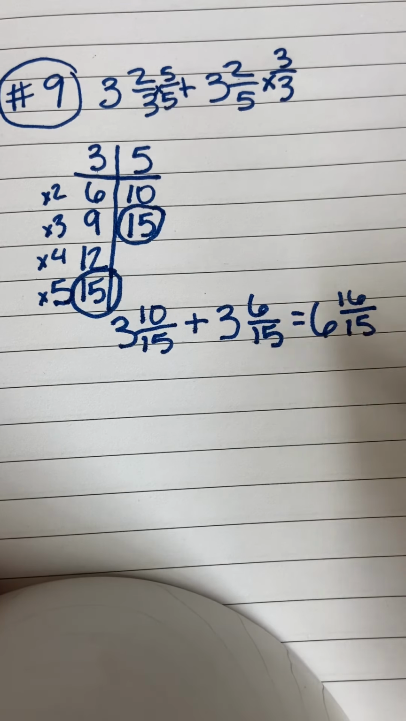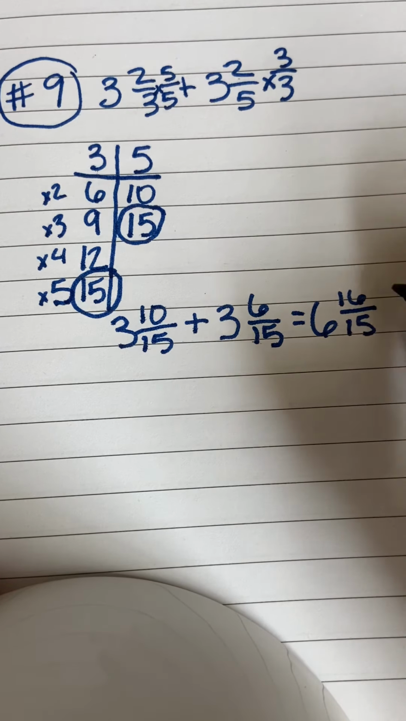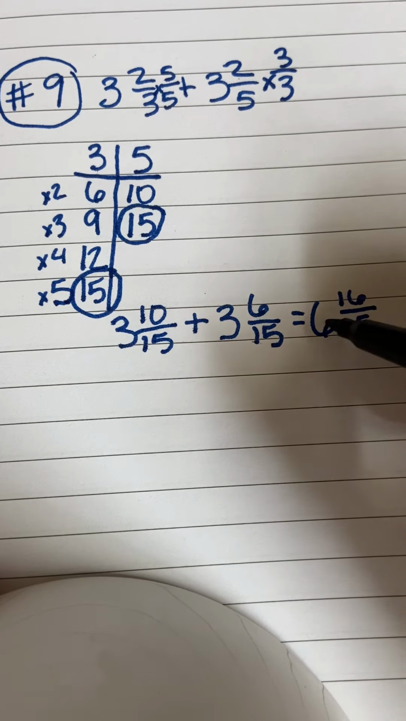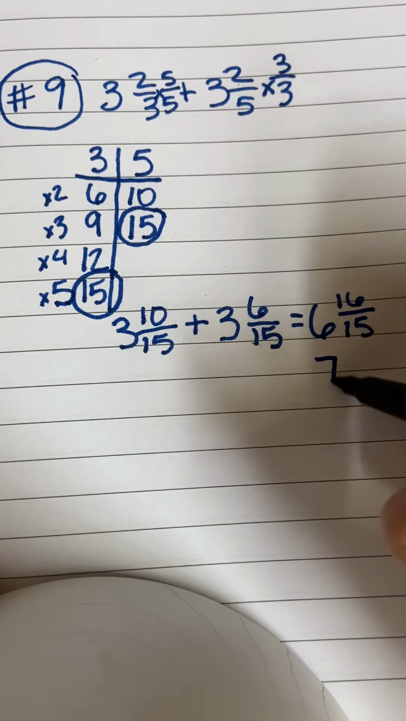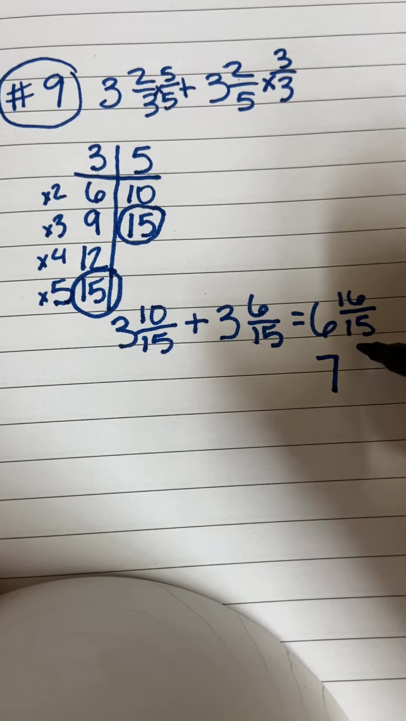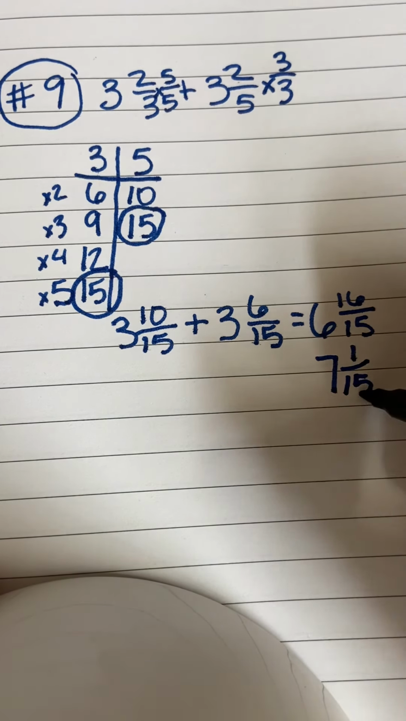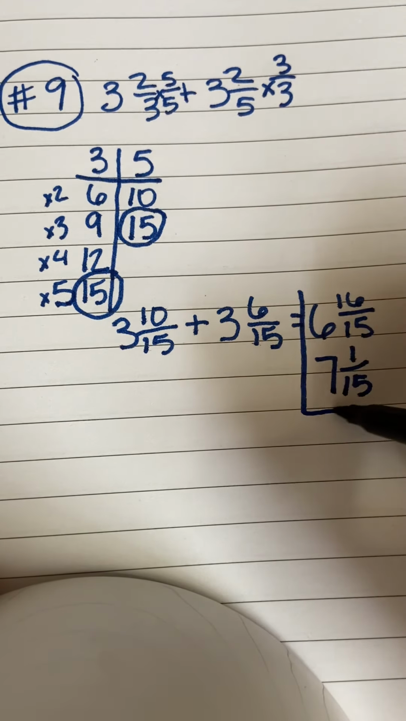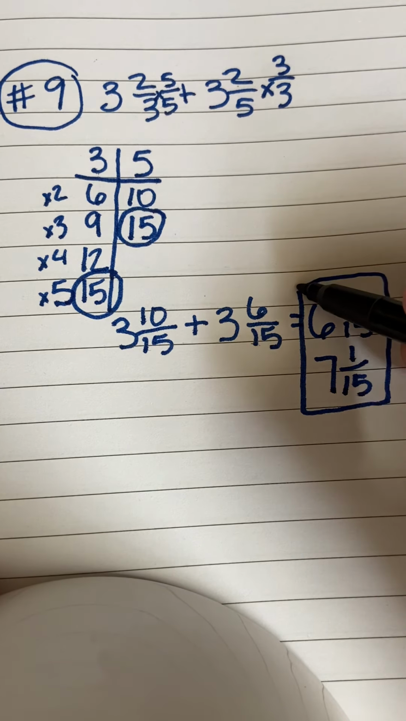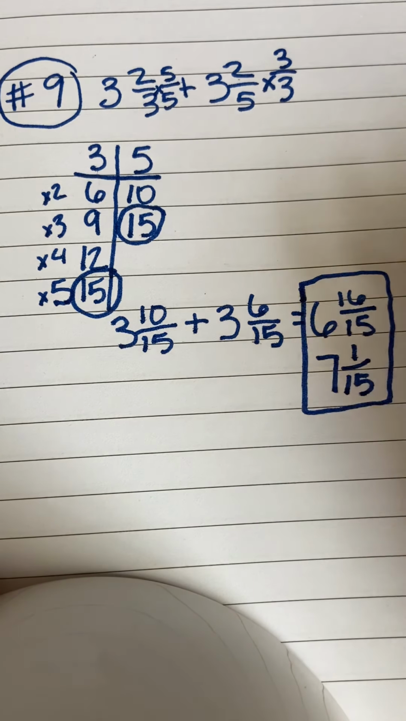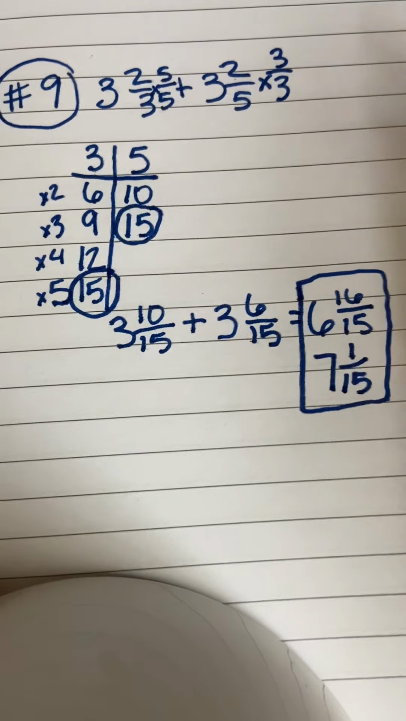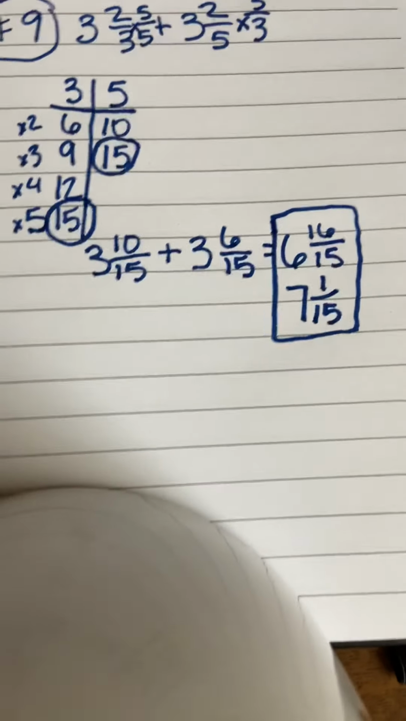We've got 6 and 16/15. This is an improper fraction, so I'm going to think, how many times can 15 go into 16? It goes in 1 time, so I'm going to add 1 to 6 and make that into a 7, and I have 1 left over. 16 minus 15 is 1/15. So either one of those answers is correct. Obviously, the one on the bottom is in simplest form, but this is problem number 9, and these were the steps to how to complete the problem.